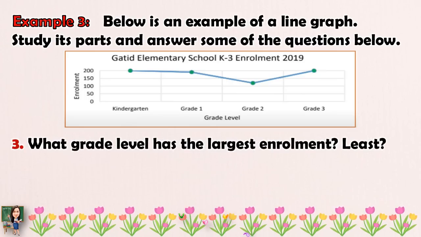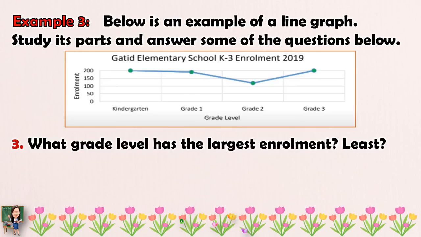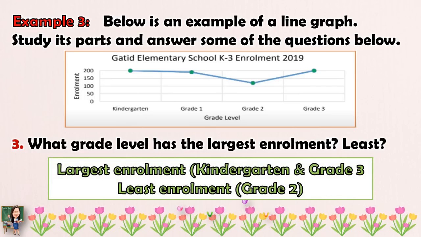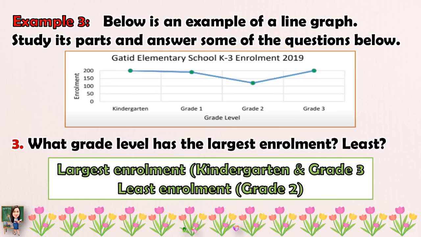Number 3. What grade level has the largest enrollment and the least enrollment? Very good. The answer is, the largest enrollment is kindergarten and grade 3, and the least enrollment is grade 2.